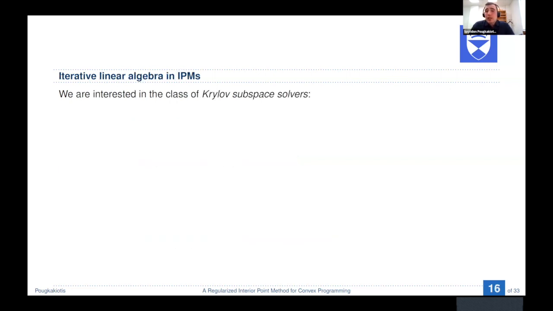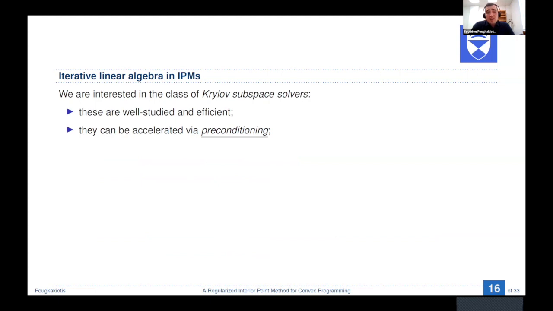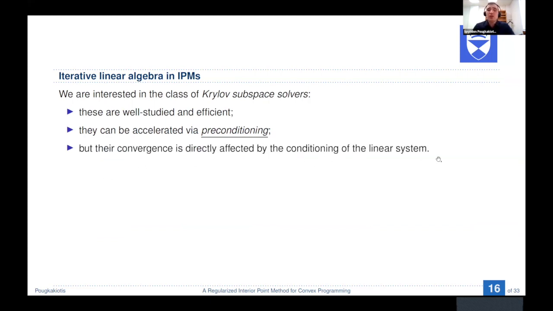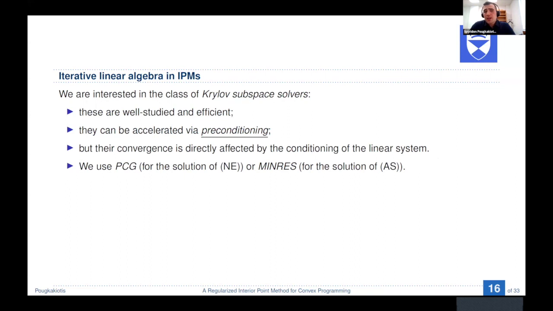Specifically, we utilize Krylov subspace solvers because these are very well studied and highly efficient. Additionally, they can be accelerated by using a technique called preconditioning. Thinking of a linear system, you can think of preconditioning as pre-multiplying this linear system by an invertible matrix, obtaining an equivalent system that has better conditioning. This accelerates Krylov subspace solvers because their convergence is directly affected by the conditioning of the linear system we're trying to solve. Now, just as a side note, we are using the preconditioned conjugate gradient method for the normal equations or the minimum residual method for the augmented system.